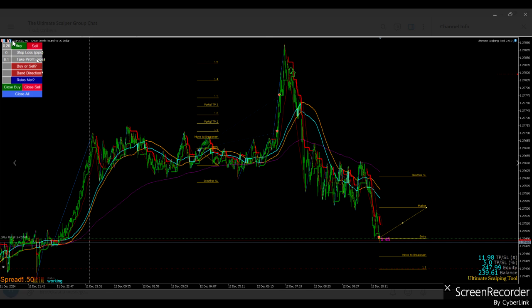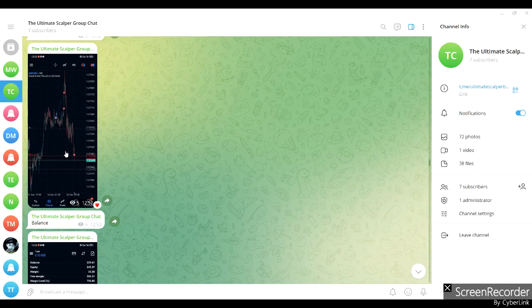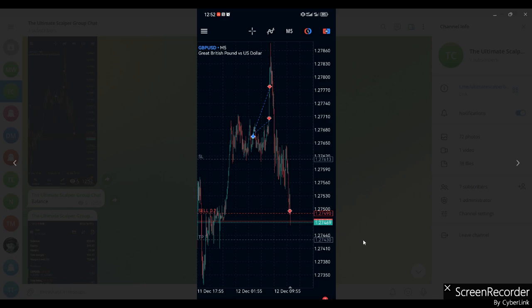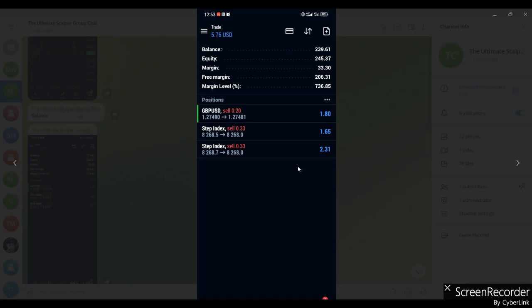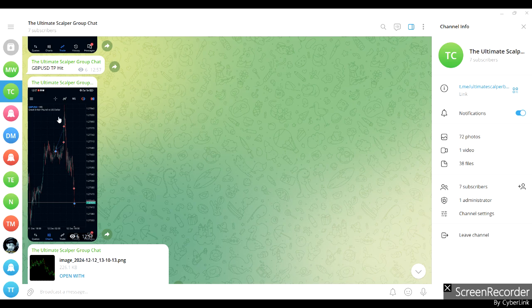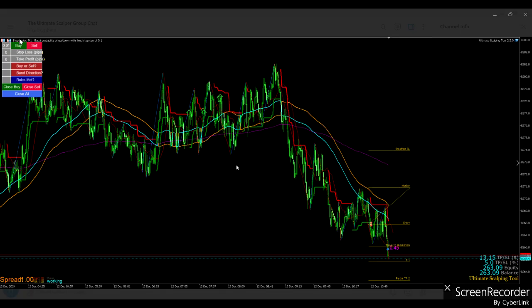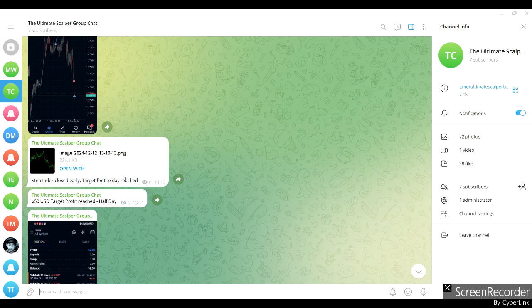And then I also got a GBP USD entry. I took an entry. That is my balance at the moment, and this is how it was moving, and this was the balance at the point. So GBP USD TP hit, so I hit my TP. It was sweet, straightforward. And for step index, I basically closed because I had hit my target.